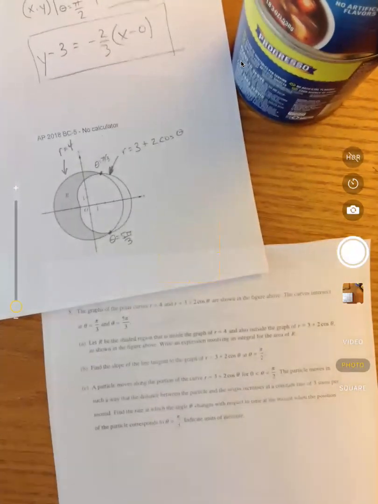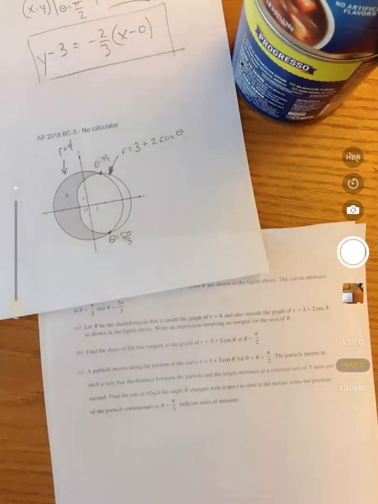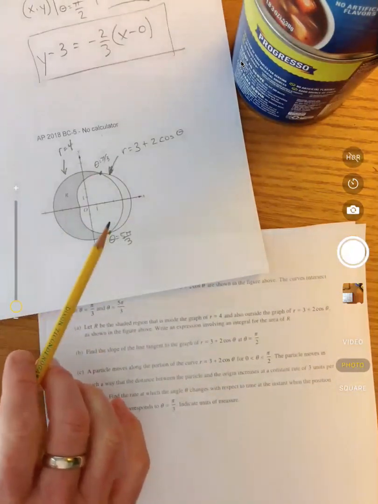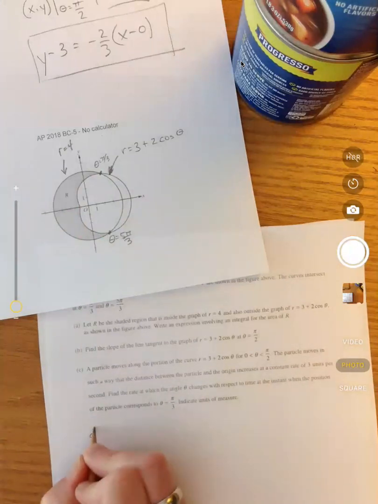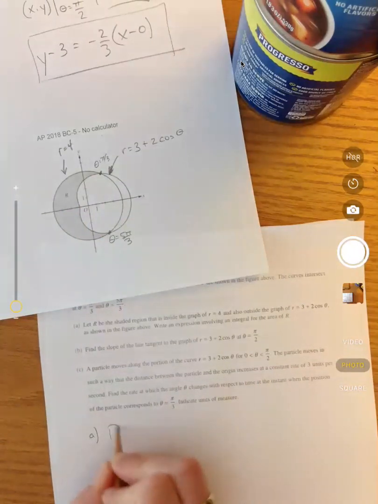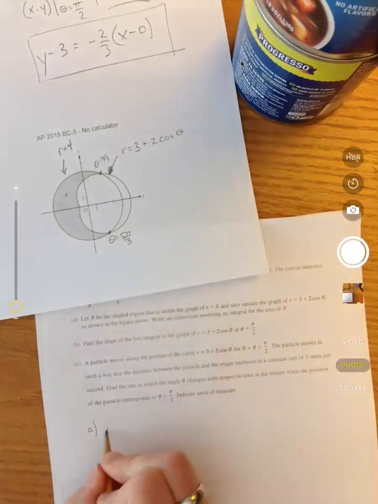Let's see what they're going to ask me to do. So let R be the shaded region inside the graph of R and also outside of the graph of the other R, as shown in the figure. Write an expression involving an integral for the area of region R. All right, so the area of region R.